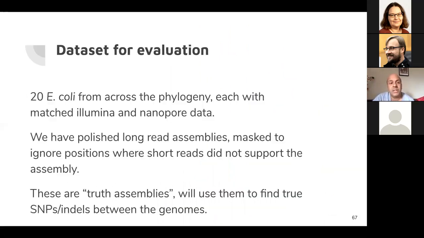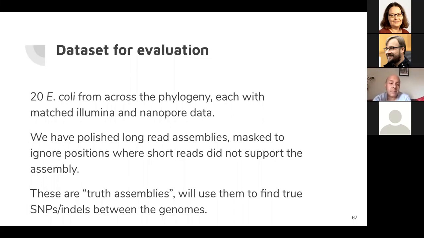Okay, that sounds good. So we start with a data set for evaluating it. We took 20 E. coli from across the phylogeny. E. coli is quite a diverse species. It's quite recombinogenic, so it's got quite a big pangenome. And we made sure that we collected samples that had matched Illumina and nanopore data. Where possible, we tried to insist that the sequencing of Illumina and nanopore was from the same isolate.